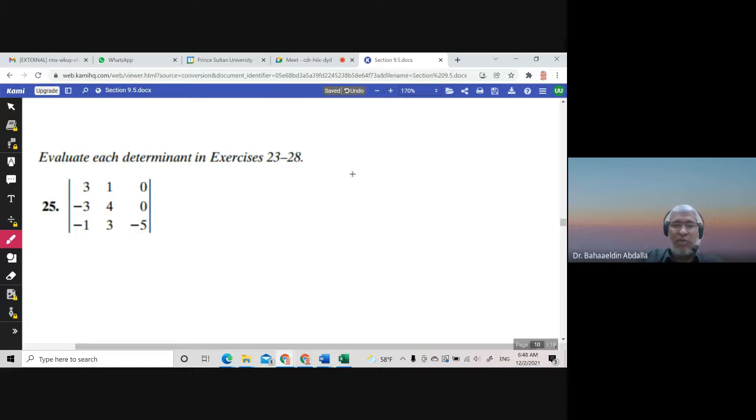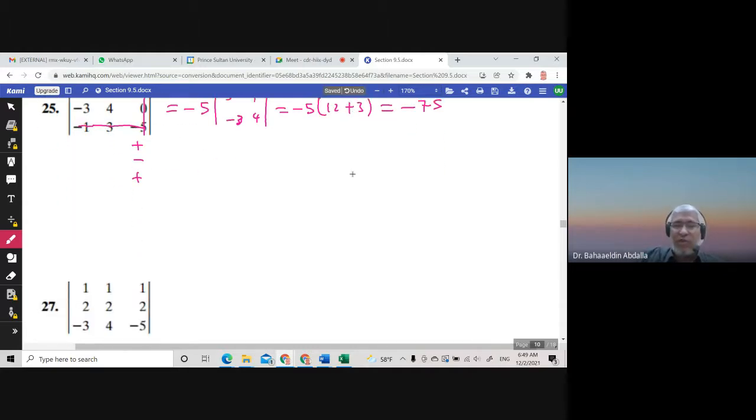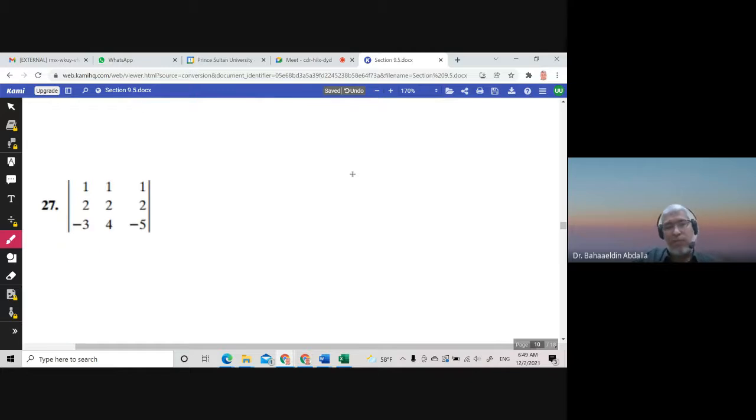Okay, here also the positions are plus, minus, plus for the third row. So this is negative 5 times 3, 1, negative 3, 4, and it is negative 5 times 12 minus minus 3 or plus 3. 12 plus 3 is 15. 15 times 5 is 75. So the answer is negative 75.